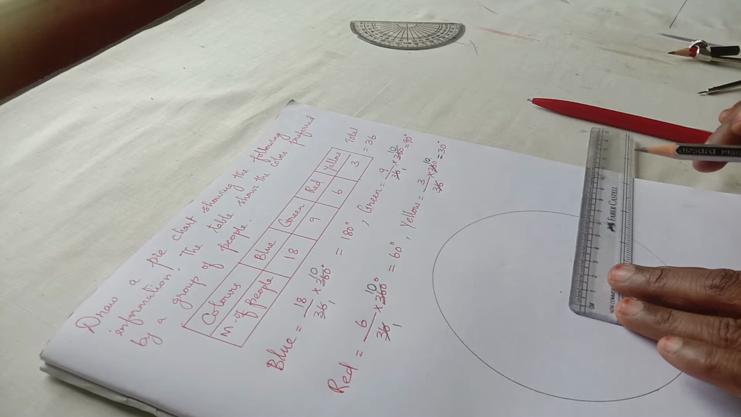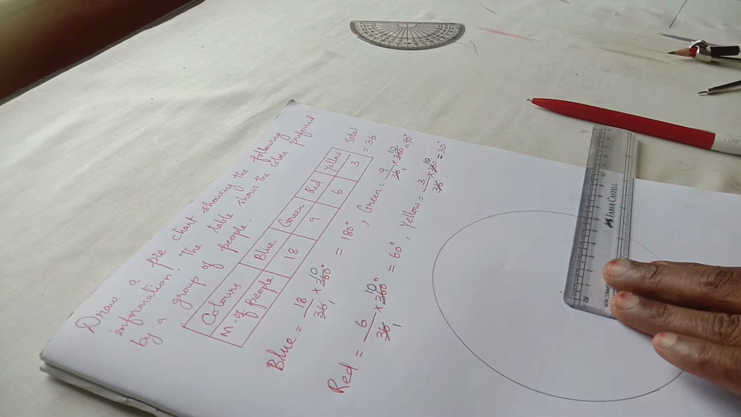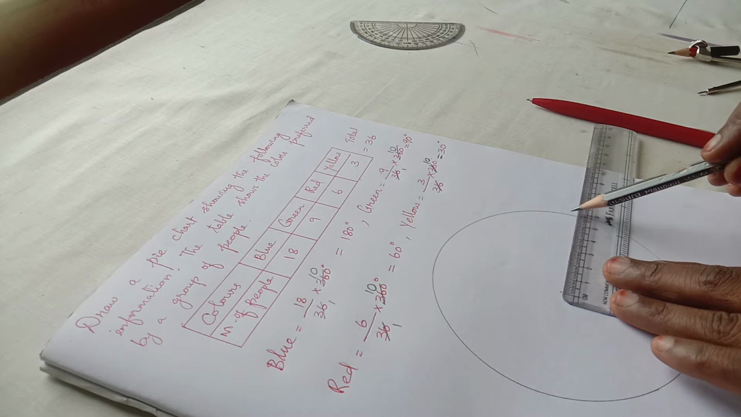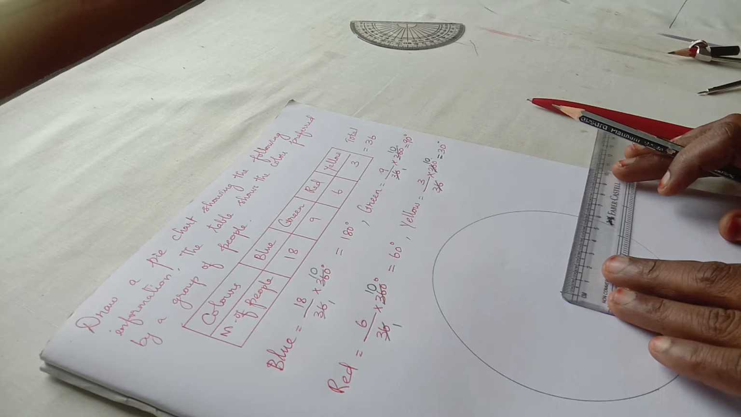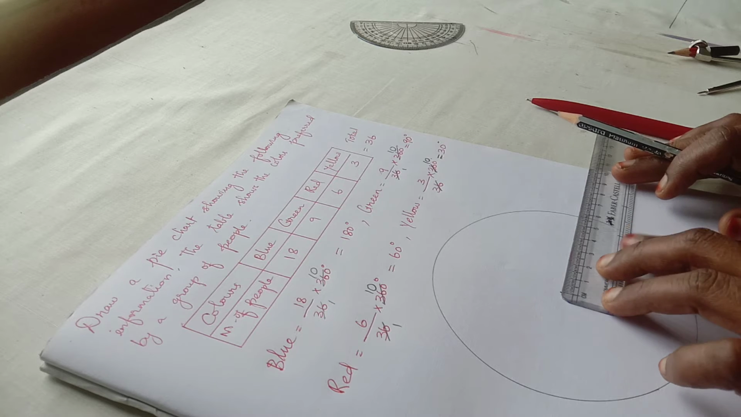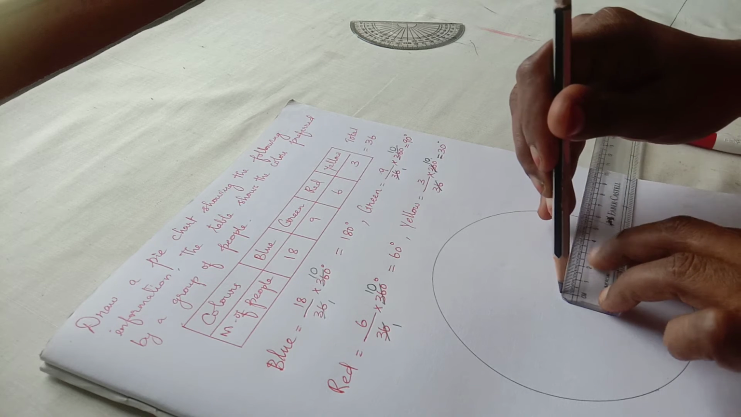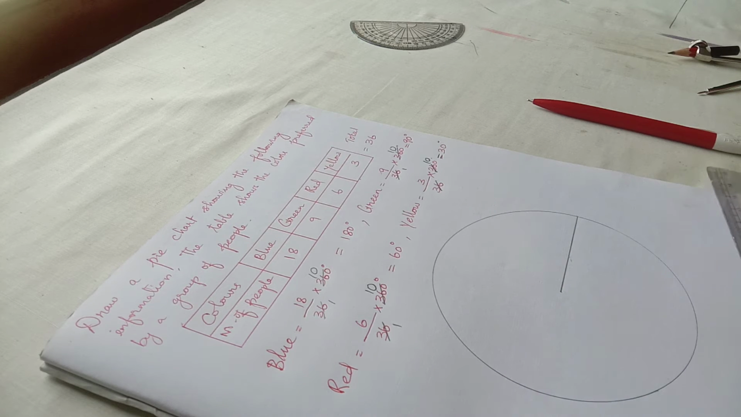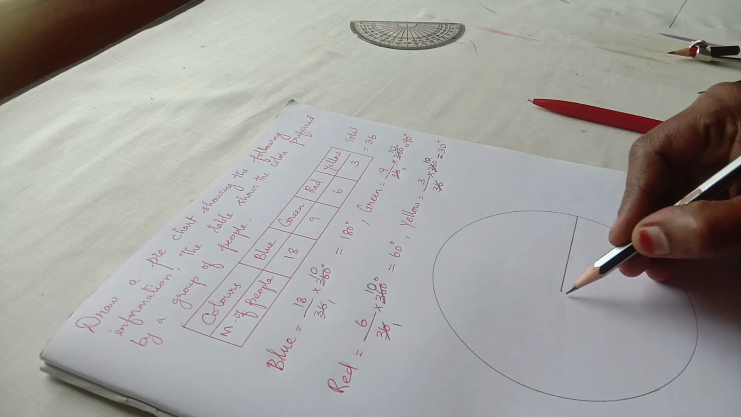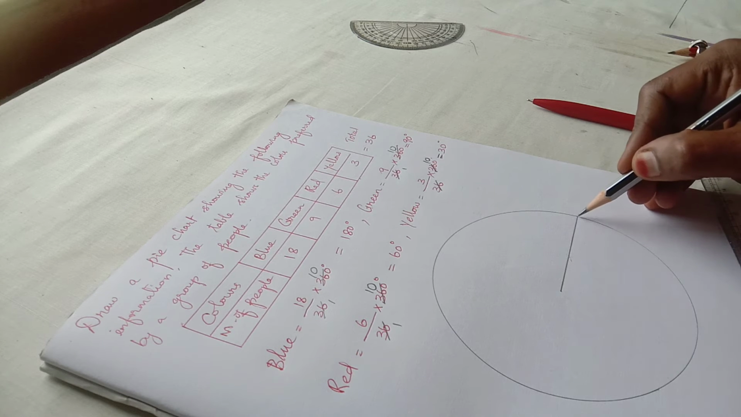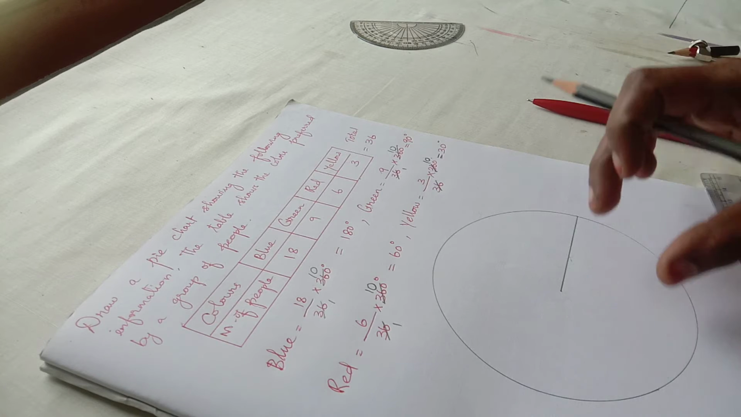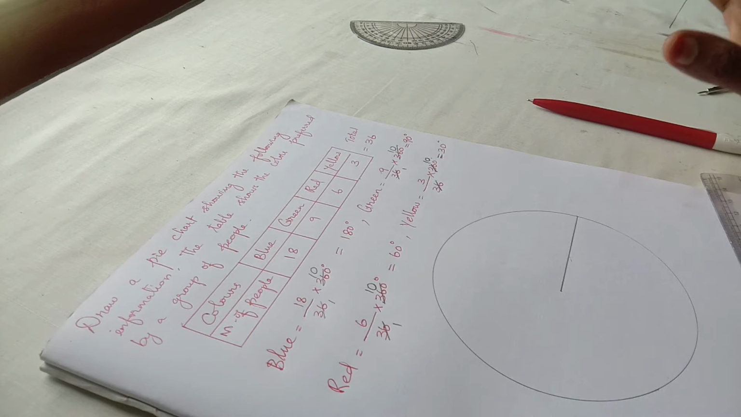That is a radius; we know a radius is a line segment from the center to any point on the boundary. Now we drew a radius. We can even name the center O and this point A. So OA is a radius; like that also we can name it. Now we drew a radius.